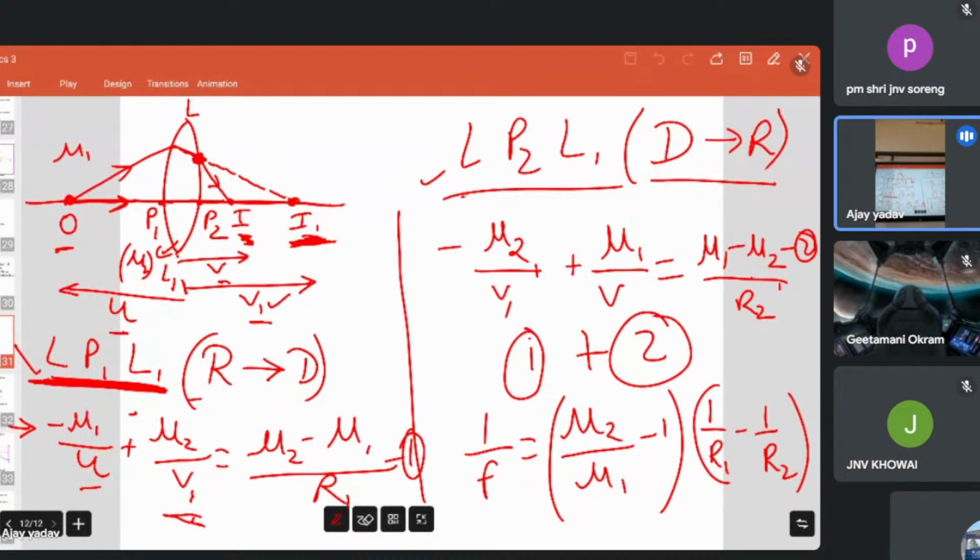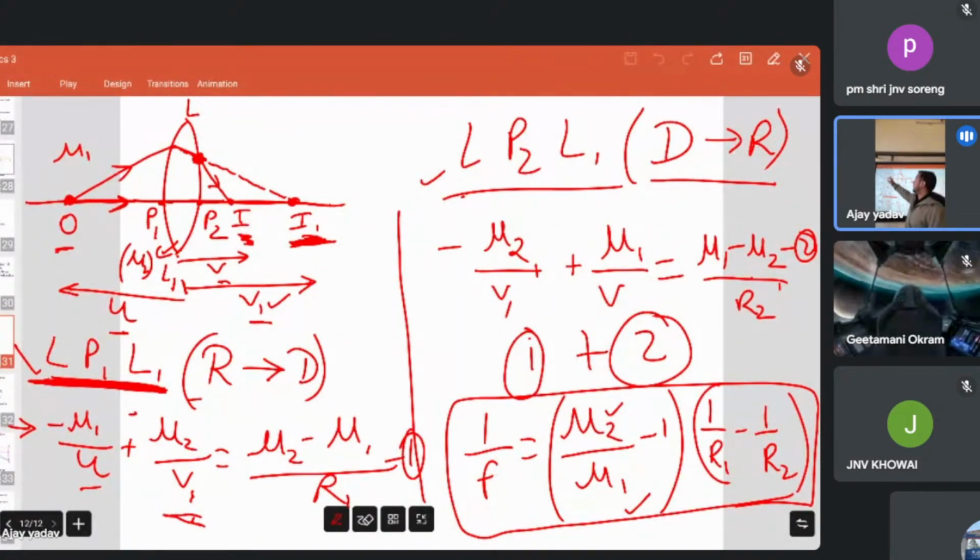This relation is called the lens maker's formula. Remember, here mu2 is the refractive index of the lens medium, and mu1 is the refractive index of the surrounding medium in which the lens is placed. Similarly, we write these two equations for a concave lens and add both equations. You can do that for a concave lens.